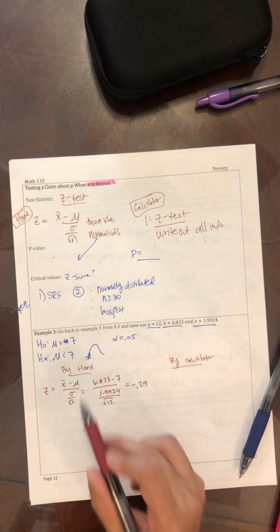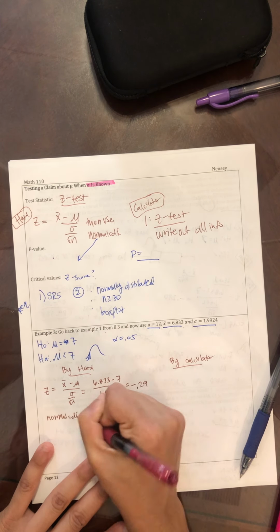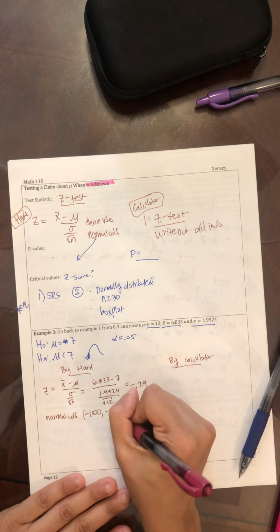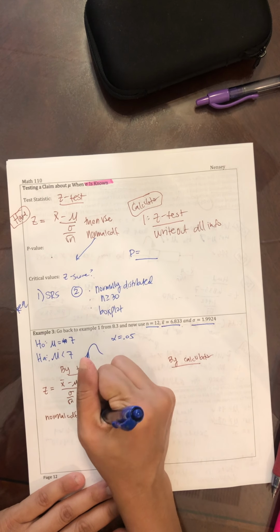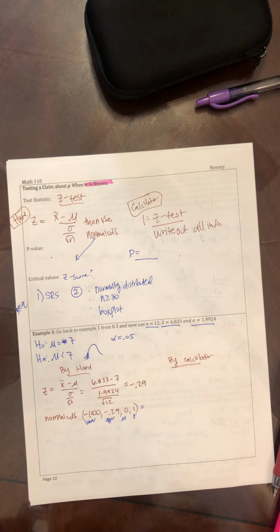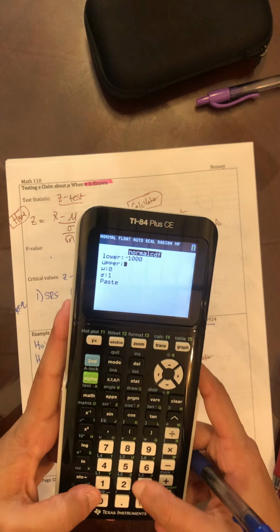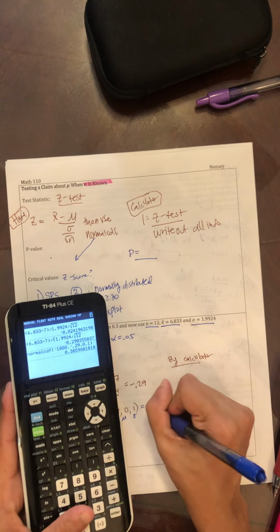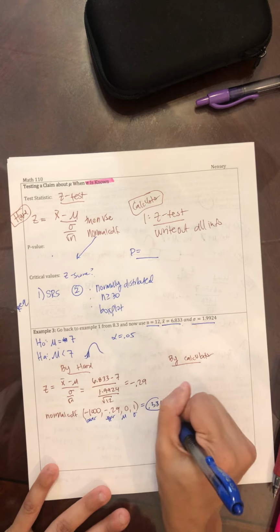Okay, now since we're going left, we're going to go ahead and find the area by doing normal CDF. And since our lower is negative 1,000, our upper is negative 0.29. Then we have 1, 0, and 1. I'm going to label this lower, upper, mu, and sigma. And when I do this, I get 0.386. Okay, now that is by hand.